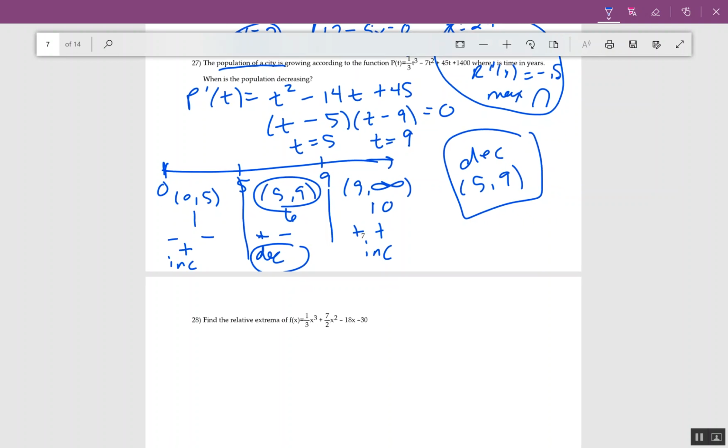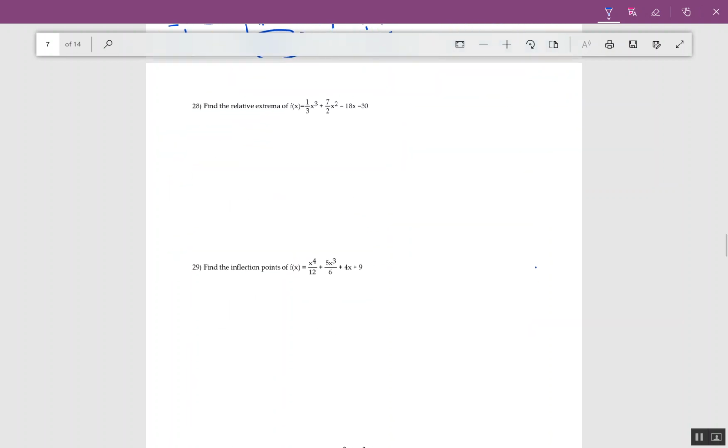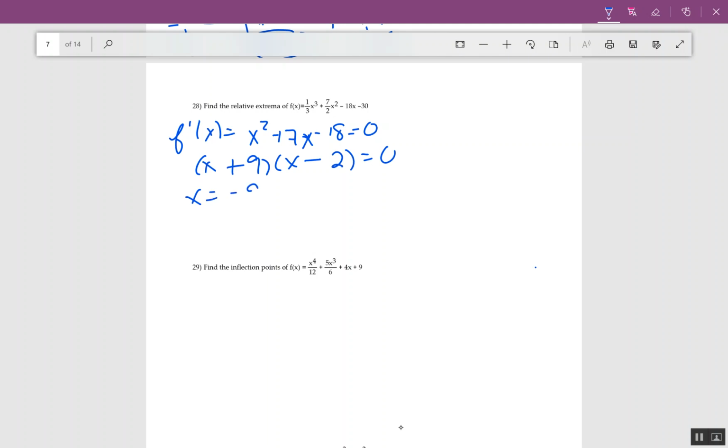All right, so 27 I've already done. Let's go to 28, where it says find the relative extrema of f of x is a third of x cubed plus 7/2 of x squared minus 18x minus 30. So like everything else, we start with the derivative. I have x squared, I have 7x, I have minus 18. I want to set it equal to 0, so I'm looking for factors of 18 that come out to be 7, so that would be 9 and 2. 9 will be positive, 2 will be negative. That says x is negative 9, that says x is positive 2.